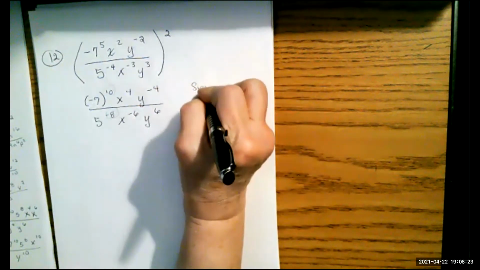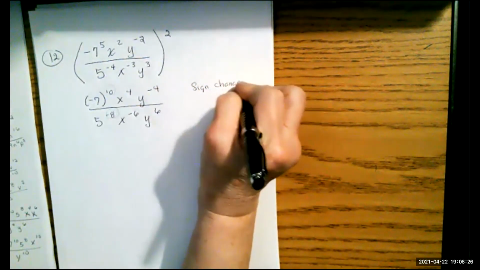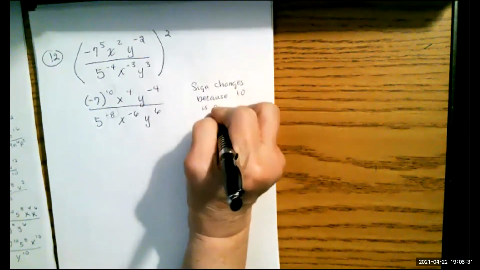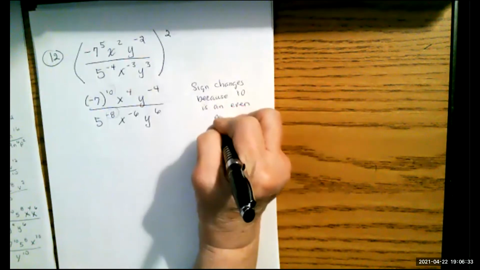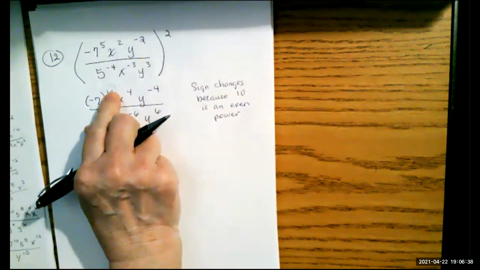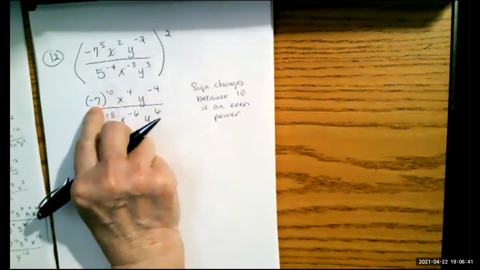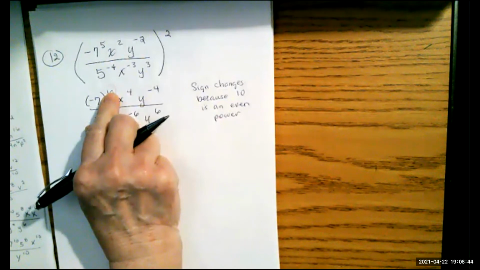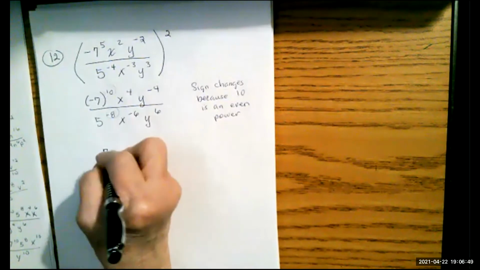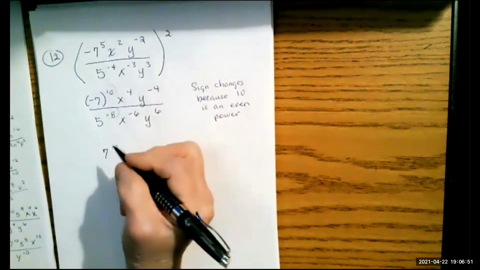When the numbers get big like this, they leave them alone except for changing the sign. The sign changes because 10 is an even power. It's just like if I raised negative 7 to the 2nd power, it would be positive 49. Anytime I raise a negative number to an even power, it will make the whole value positive. So they will write that as 7 to the 10th power.